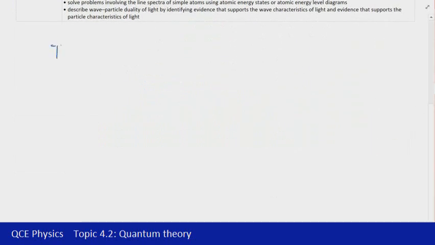Now it makes sense to follow on from black body radiation with the photoelectric effect because the application of the solution that Max Planck derived is what Einstein used to help explain the photoelectric effect. But we first of all need to talk about what the photoelectric effect is.